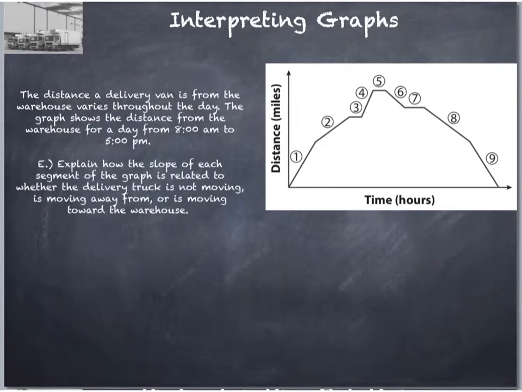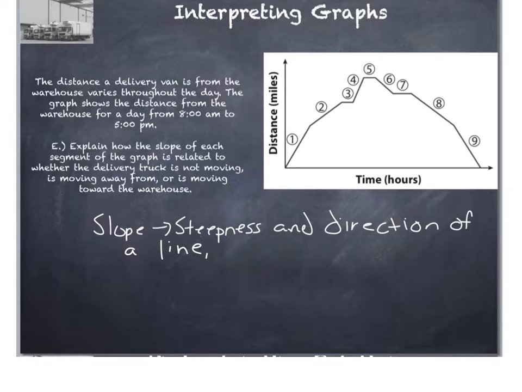So explain how the slope of each segment of the graph is related to whether the delivery truck is not moving, is moving away from, or is moving toward the warehouse. Slope is a word that I hope you've already heard before, but if you haven't, slope is just a measure of the steepness of a line, also the direction in which a line is moving. That's a good definition to write down. When we have a positive slope, which means we're moving up from left to right, that shows that our delivery truck is moving away from the warehouse, okay?